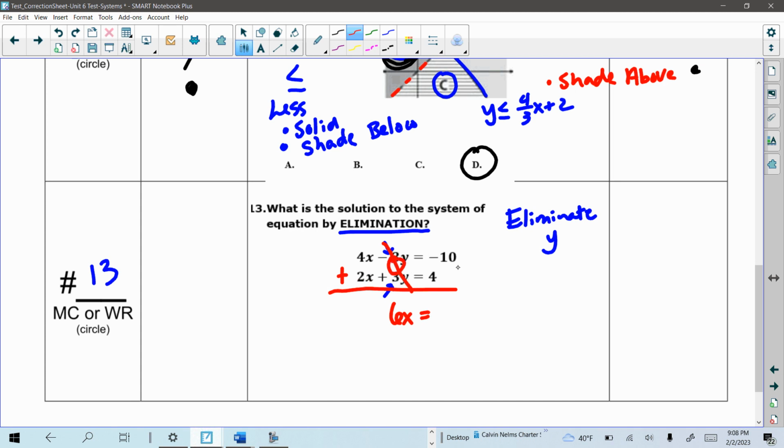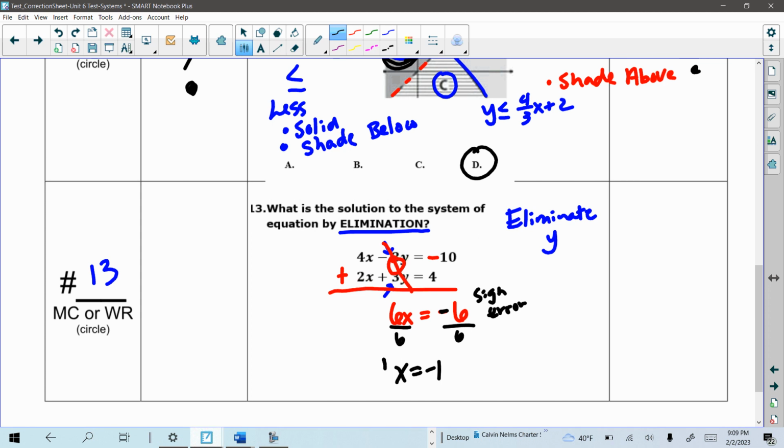They're gone. But then we have to add this negative 10 plus 4. And that's going to give me a negative 6. And so what I did see happen is a sign error a lot with this problem. Because some people forgot that that was a negative 6. And then when you divide each side by 6, you should get a negative 1. I might have written sign error if you missed it.